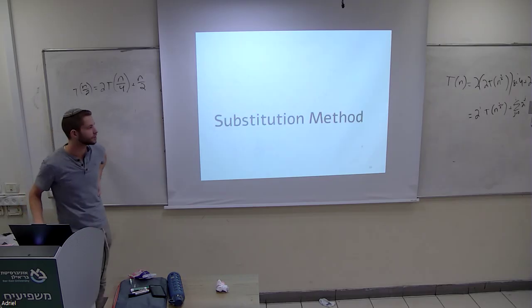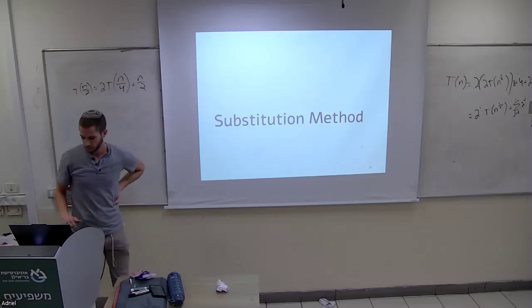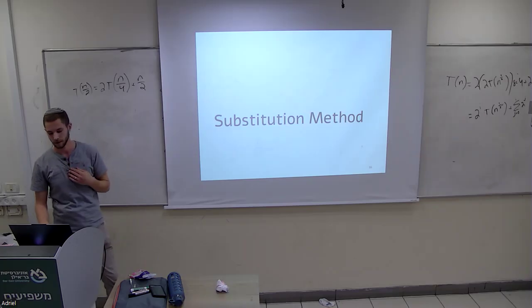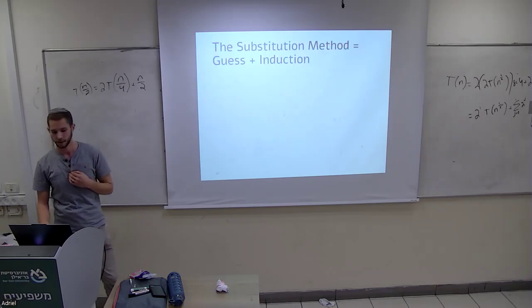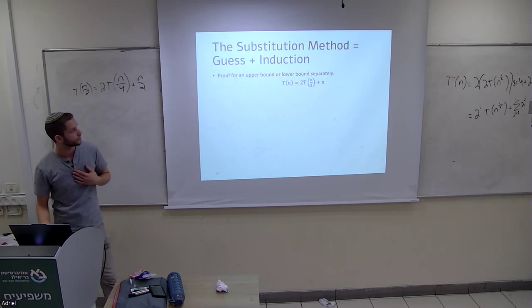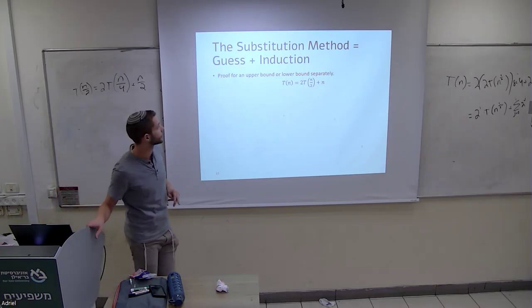All right, substitution method. This method's a bit different than the last one. Technically, the last one could have been called substitution method, but they decided to call it the iterative method. This one is a bit different. It's basically a guess. We're going to guess what the big O is, and then we're going to prove it with an induction. Okay? So we can't prove theta. We have to prove upper bound and lower bound separately.